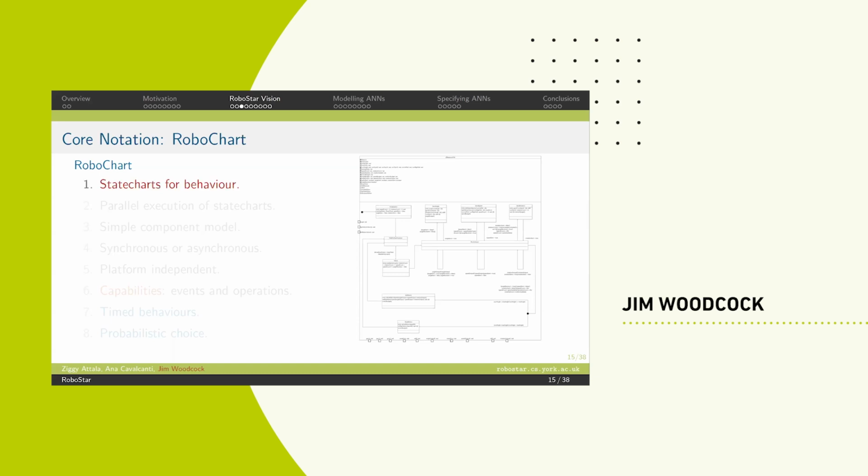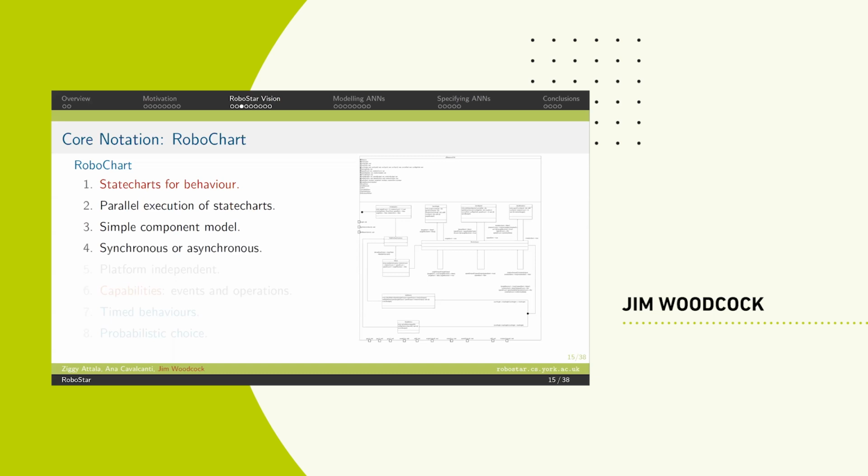And in RoboChart, those controllers have state charts to describe behavior. Those state charts can execute in parallel. You might have several controllers within a single robot, and those controllers execute in parallel, so their models are considered to execute in parallel. We have a very simple component model that explains, especially when we're developing these things, how different objects in the model relate to each other.